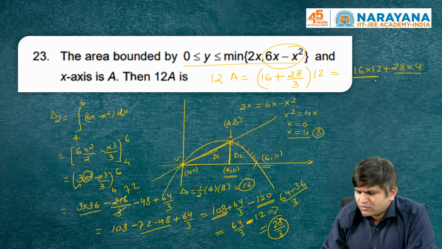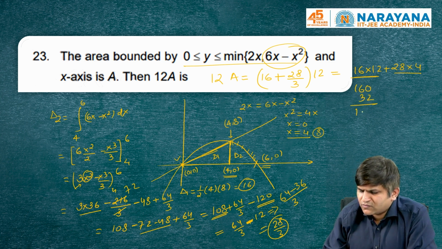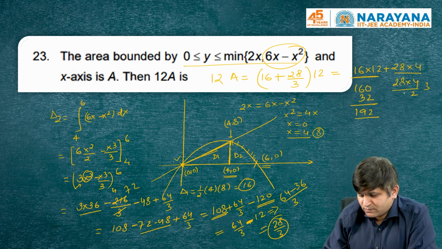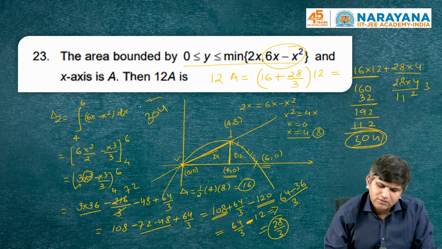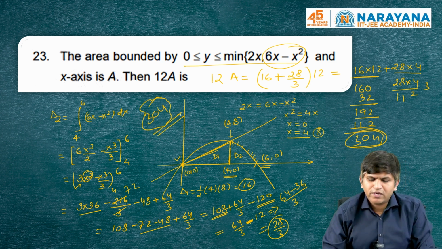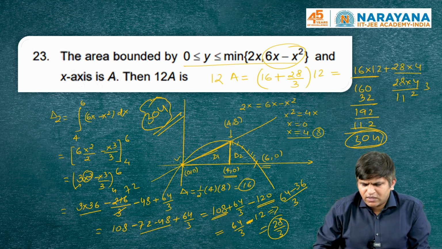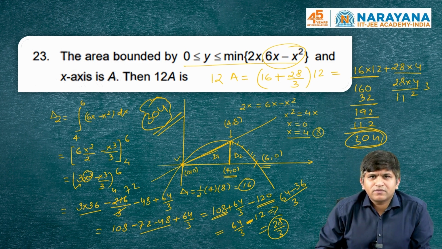So 16 into 12, that is 160 plus 32, that is 192, and 28 into 4, that is 112. So this is 4, this is 0, this is 3. So answer is 304. So we are getting answer 304 square units. That is the area bounded. So little calculation is there, nothing.